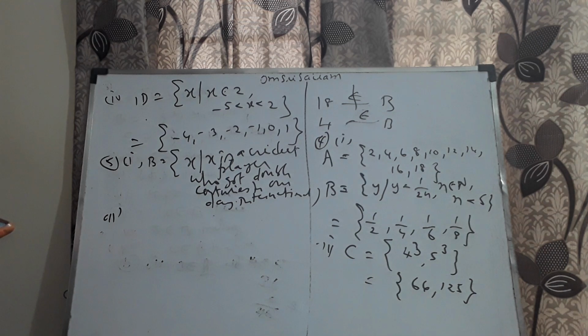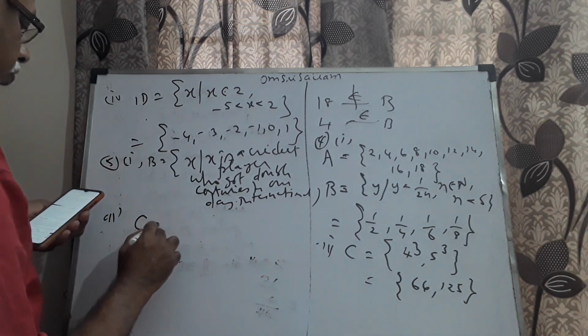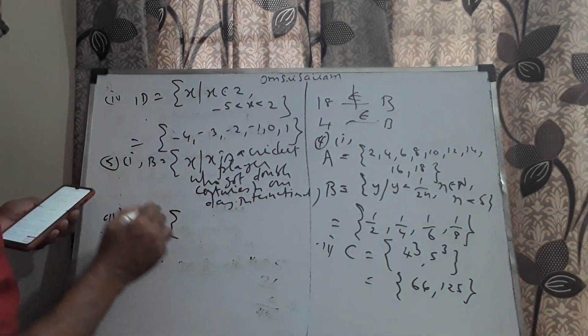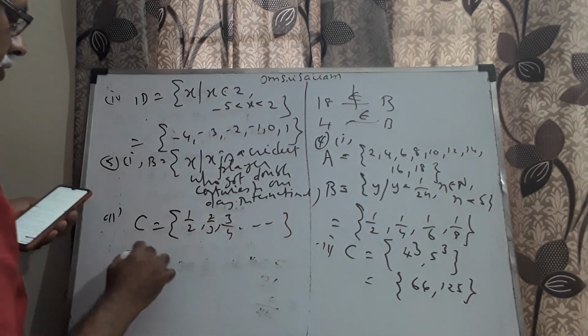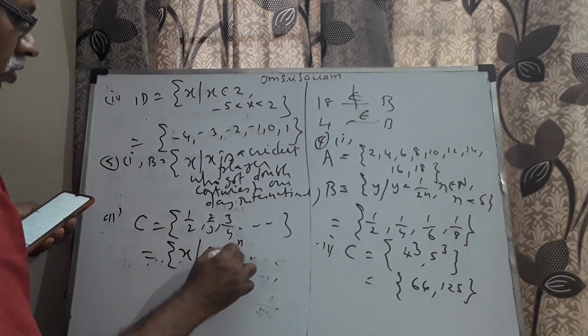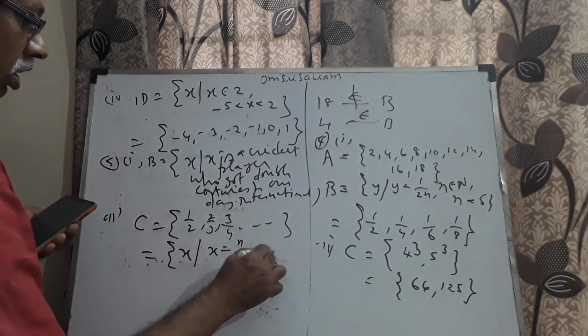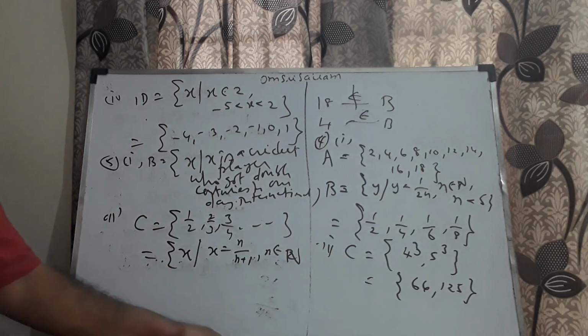For the second one, he says C is equal to half, 2 by 3, 3 by 4, etc. How do you write this? Set of all x such that x is equal to n by n plus 1, n element of the set of natural numbers. N is a natural number.